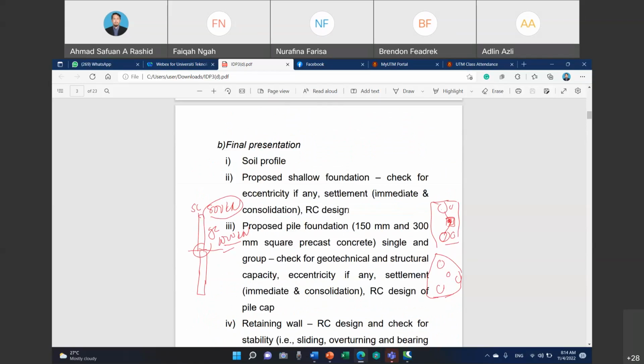Okay. So shallow foundation. For the foundation, besides you check for the bearing capacity, you should also check for the settlement. So settlement, immediate and consolidation should be checked.